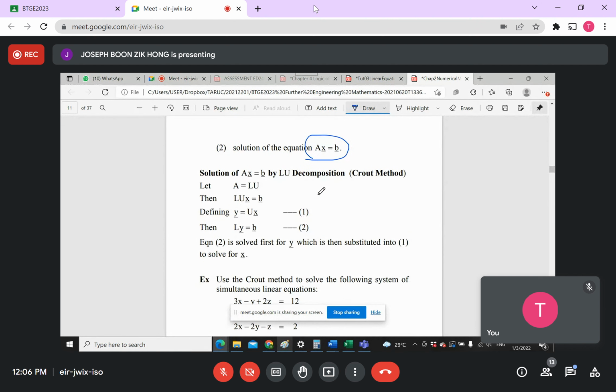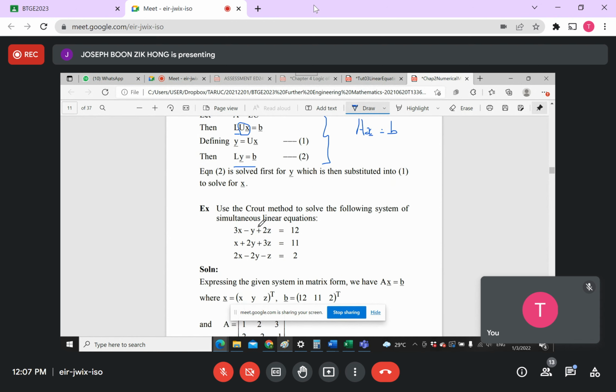So how are we going to solve it? This is the basic idea. Let's say my A is equal to LU. Because what we have is Ax equal to B, we substitute A as LU, so I will have LUx equal to B. Then we let this part equal to Y, so Y equals Ux. That means I will have LY equal to B. Hence, we can solve it for X.